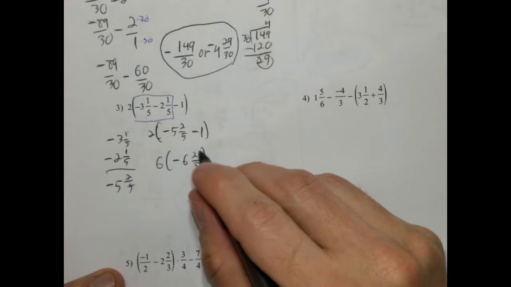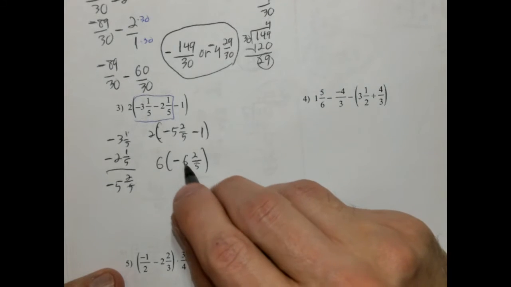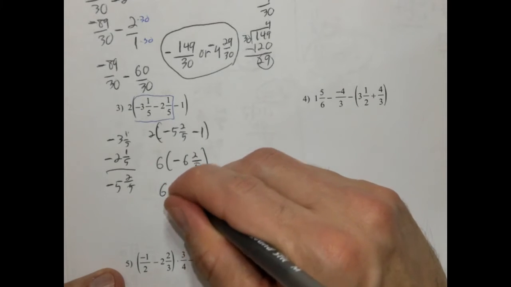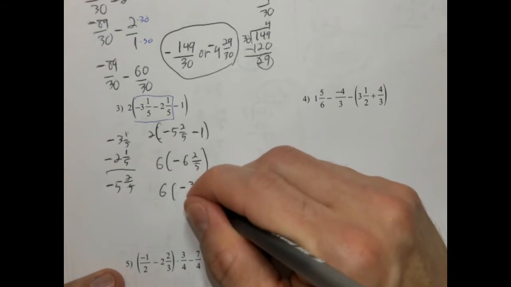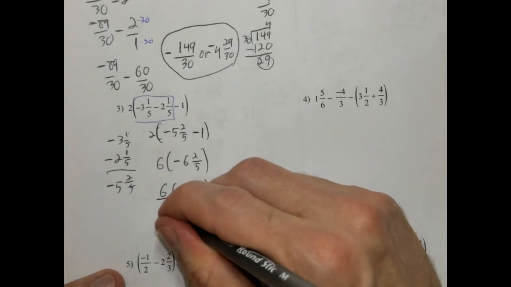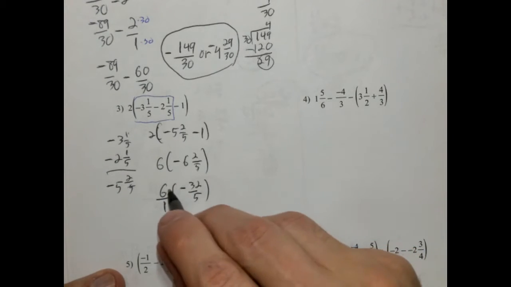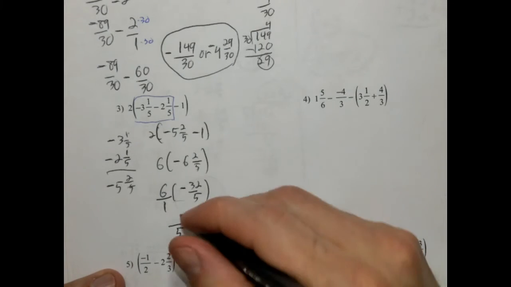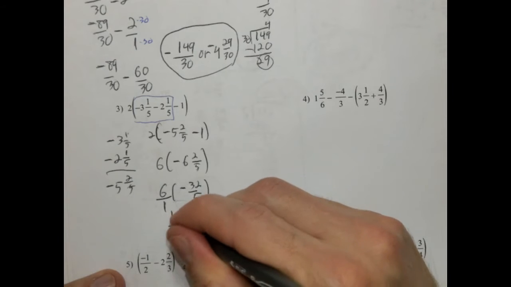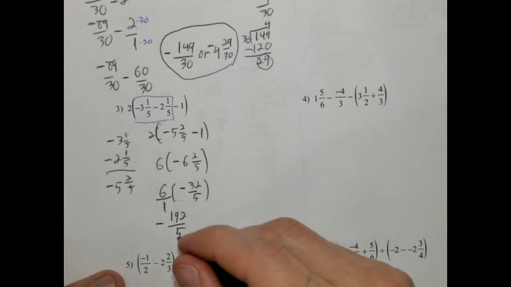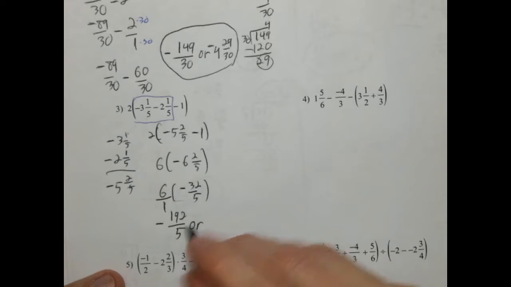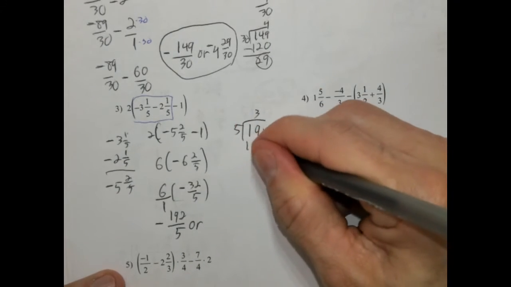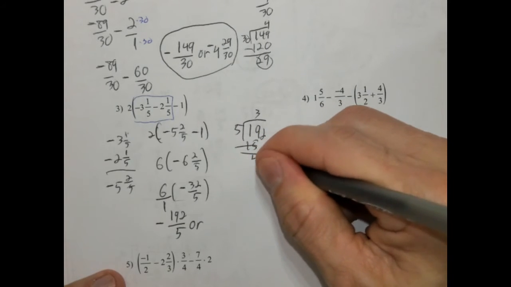Before we multiply this, let's convert this to an improper fraction. 6 times 5 is 30, plus 2 is 32, and it's negative. So 2 times negative 32 over 5. Let's change the 2 to 2 over 1. So multiply across. 1 times 5 is 5, so we know the denominator is 5. 2 times 32 is 64. Negative 64 over 5. Or, let's see how many times 5 divides into it. So 64 divided by 5.